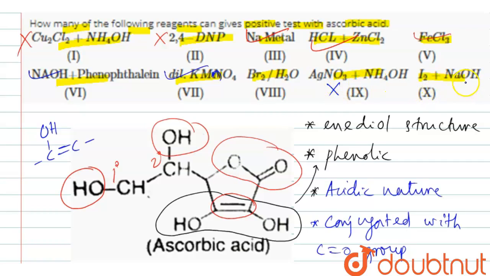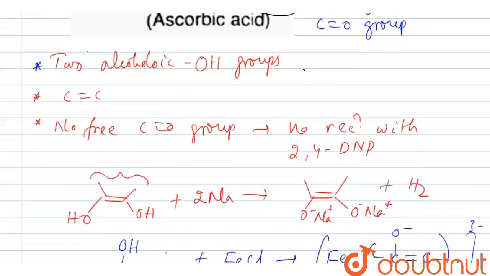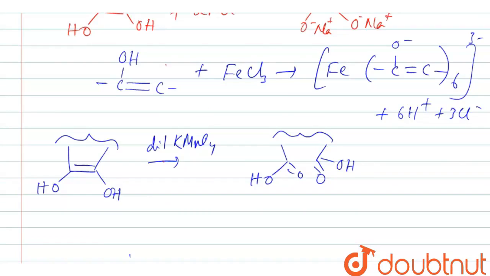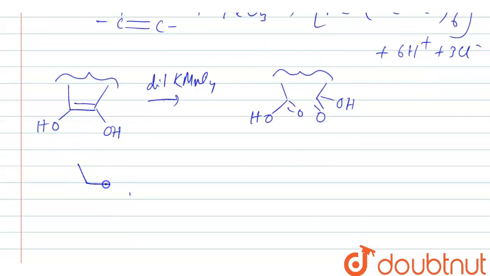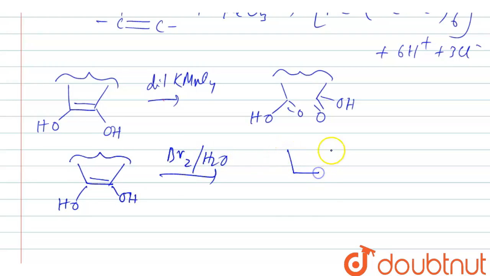Then iodine and sodium hydroxide. This is the haloform reaction reagent, and the haloform reaction happens when there is a CH3CO group. Since there is no CH3CO group, it won't react. Bromine water will react due to the presence of the double bond, forming a dibromo product.